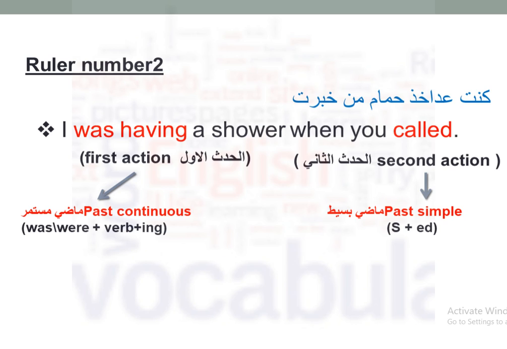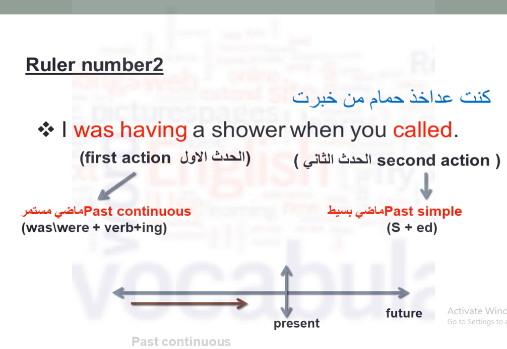When you called. So, first action should be in the past continuous. The second action should be in the past simple. This is the timeline. Let me show you. This is the present. This is the future. Okay, we said that the first action, this is the first action, should be in the past continuous. I was having a shower. Then it's interrupted by a second action, which should be in the past simple. You called.